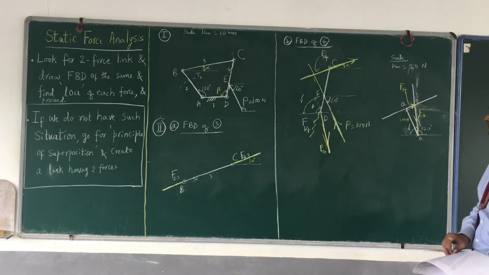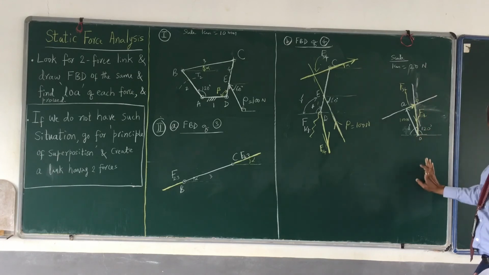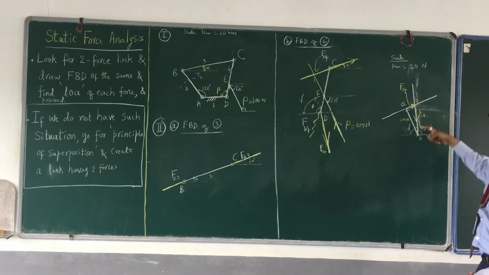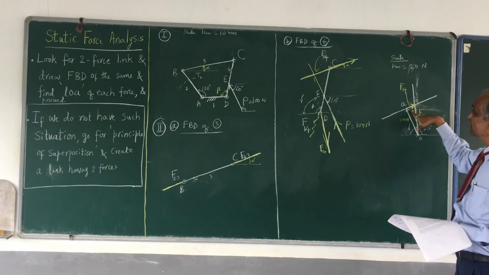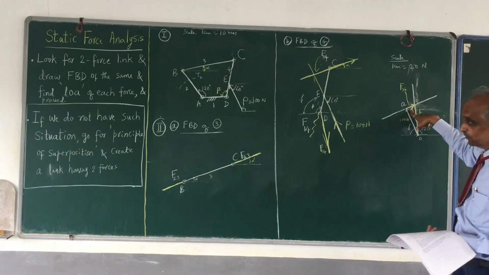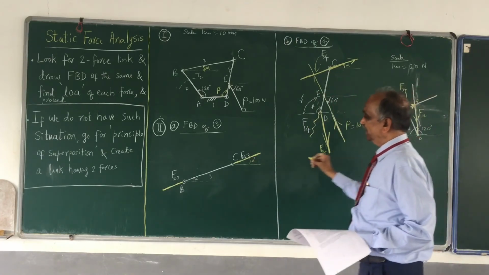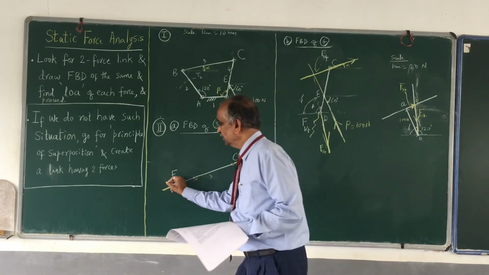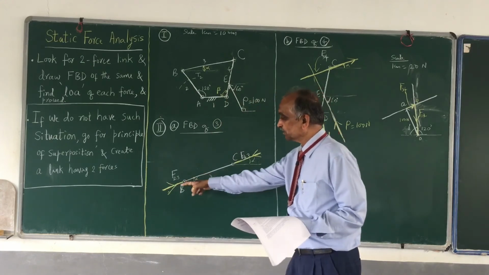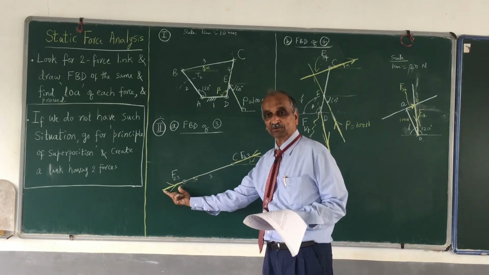What is the magnitude of F34? You measure AB, so many centimeters, multiply it by 20, so many Newton, you will come to know F34. Similarly BO, centimeters, multiplied by 20, you will get F14. So you know F34? If you know F34, you know F43. F34 is towards right, and therefore F43 is towards left. If you know F43, you know F23. Please remember not only the magnitude, direction also.